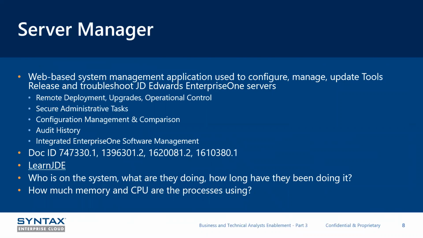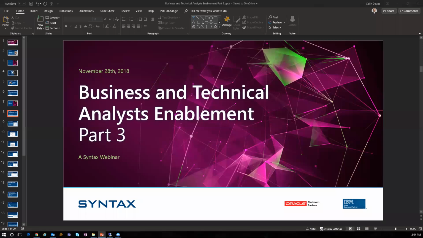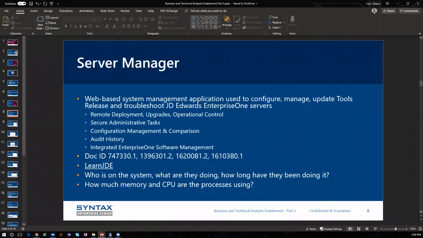We're going to start with the support and troubleshooting. The first application we're going to look at is Server Manager. Server Manager has been around for a really long period of time. It has changed somewhat over a couple of years, but it first came out with tools 8.97. Server Manager is a web-based management console that allows us to configure and manage JD Edwards. We can upgrade the tools release from here, do the administration, see who's on the system, and audit the history. The best way is to show you that firsthand.